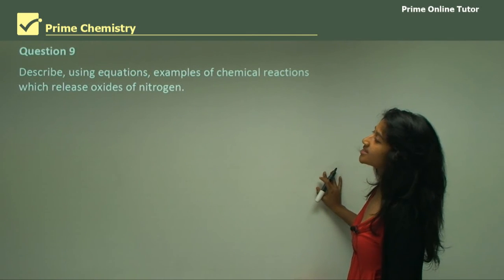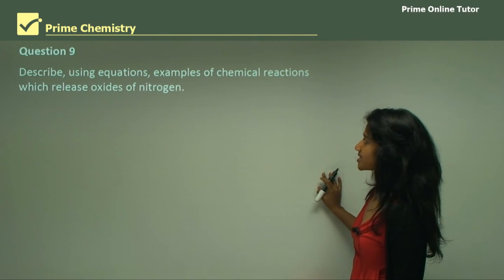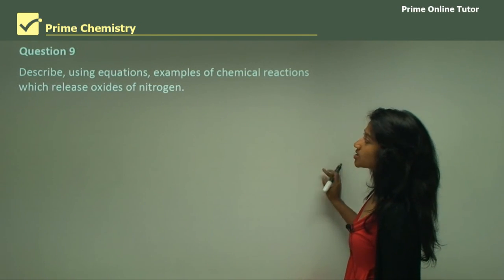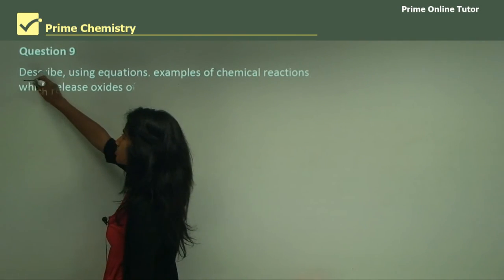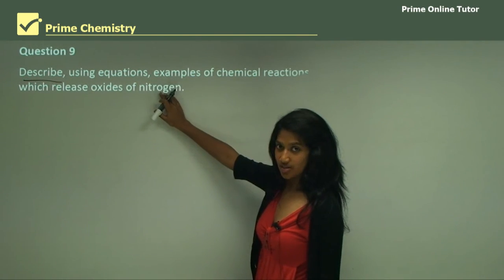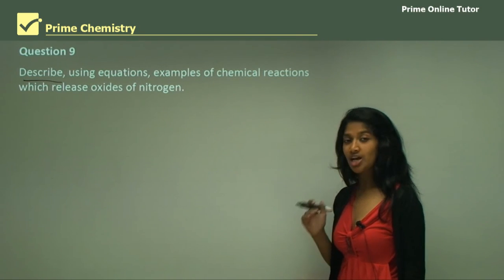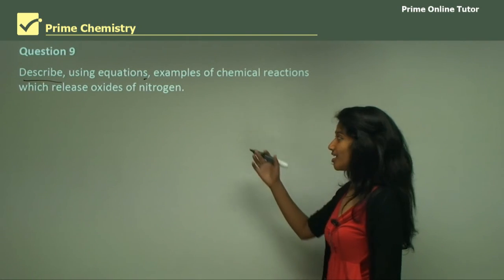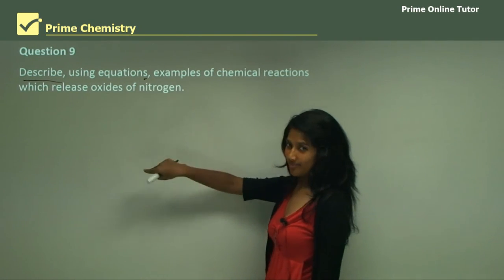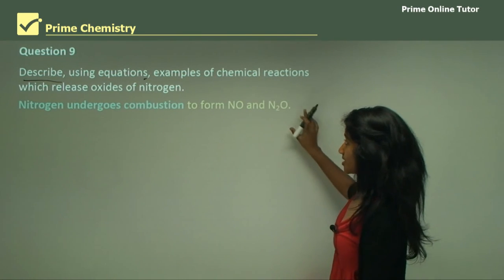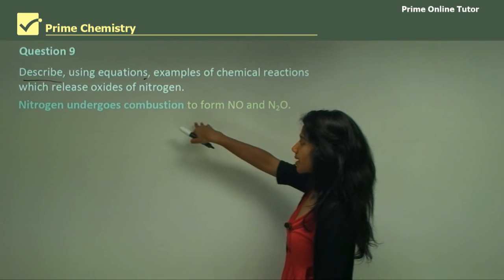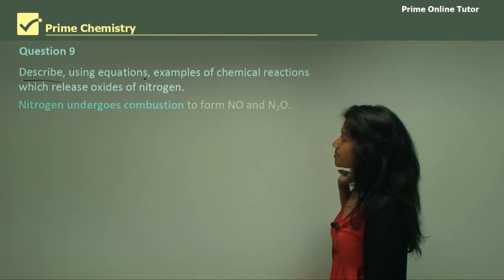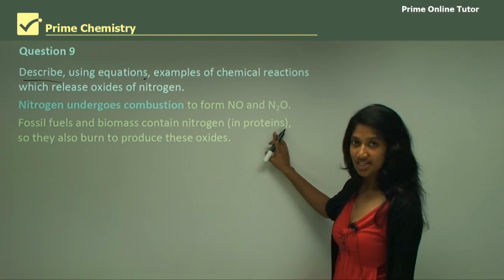Moving on to question 9, it says, describe using equations examples of chemical reactions which release oxides of nitrogen. Now the key verb here is describe. The next to it says using equations, which means you have to use equations to get your full marks. And note that it says equations, which is the plural, which means you have to use more than one. Now let's see how you would answer this question. Nitrogen undergoes combustion to form nitrogen monoxide and dinitrogen monoxide. So you would give a brief description, but you would go into detail.